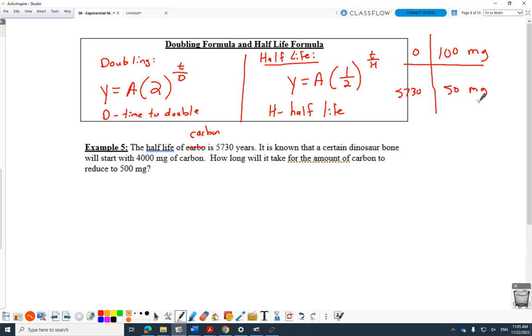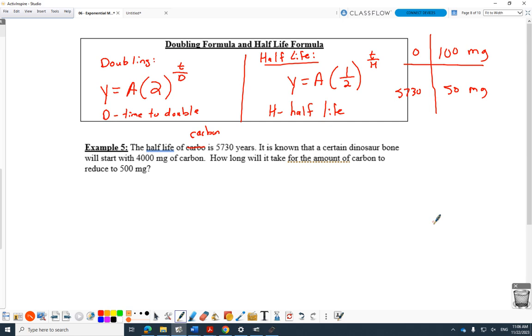So explain half-life. It is known that a certain dinosaur bone will start with 4,000 milligrams of carbon. How would we know that? We just study. There's lots of bones out there. There's lots to study. So if you know they start with 4,000 milligrams, how long will it take for the amount to reduce to 500? This isn't quite paleontologist stuff yet. This is what we can do without logs.